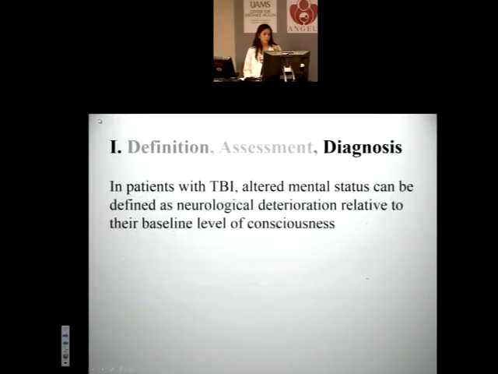And so, like I said earlier, in patients with traumatic brain injury, altered mental status can be defined as a neurological deterioration. It's not just a change from that 15 score on the GCS, because a lot of times they don't have that full, within functional limits GCS score. So it is neurological deterioration related to their baseline level of consciousness.